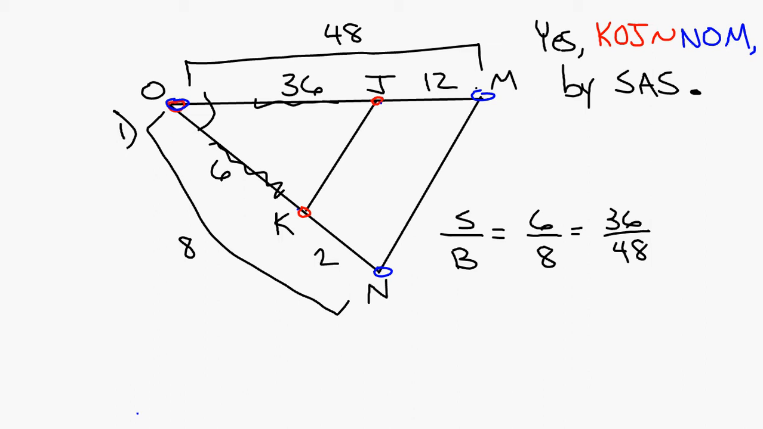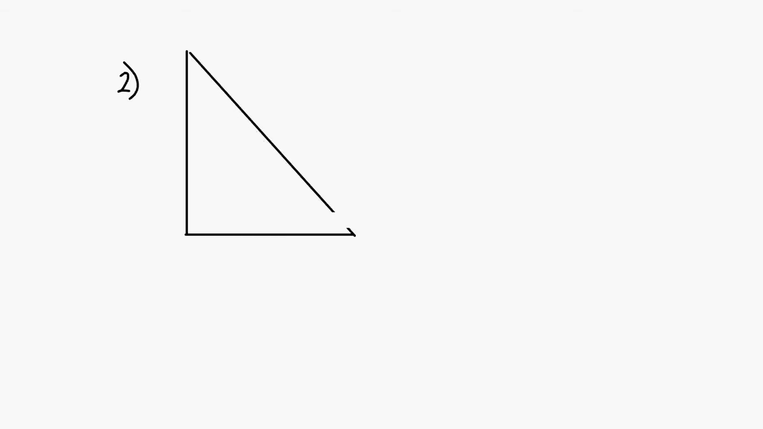Number 2. What are the values? Okay, so we need a right triangle. All right, here's our altitude drawn to the hypotenuse. We have A here and B here, and we have 32 and 2.